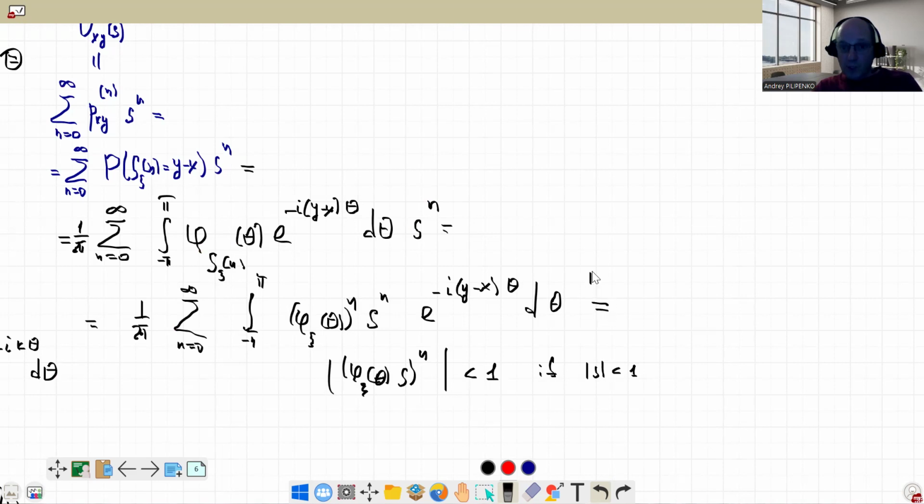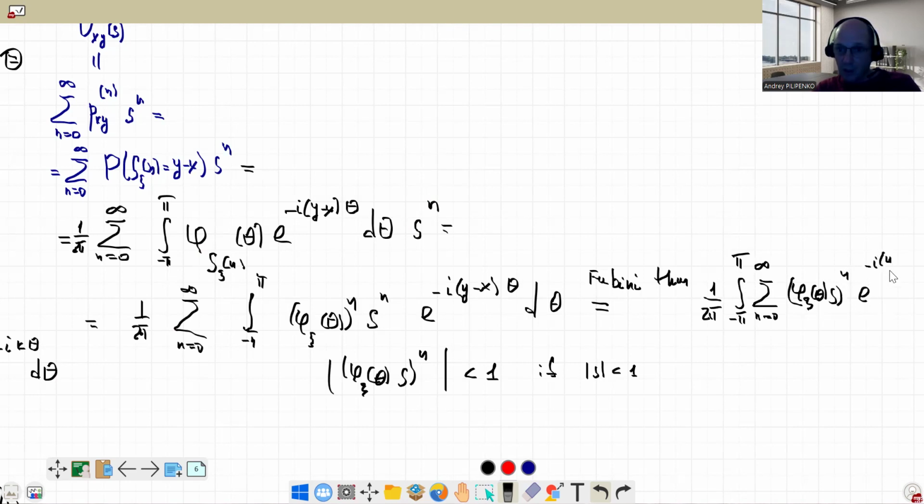So using Fubini theorem, we can interchange sum and integral if the absolute value of s is strictly less than 1. So it's equal to 1 over 2 pi, the integral from negative pi to pi, the sum from n equals 0 to infinity of phi psi of theta to the power n, times s to the power n, times exponent minus i (y minus x) theta d theta.